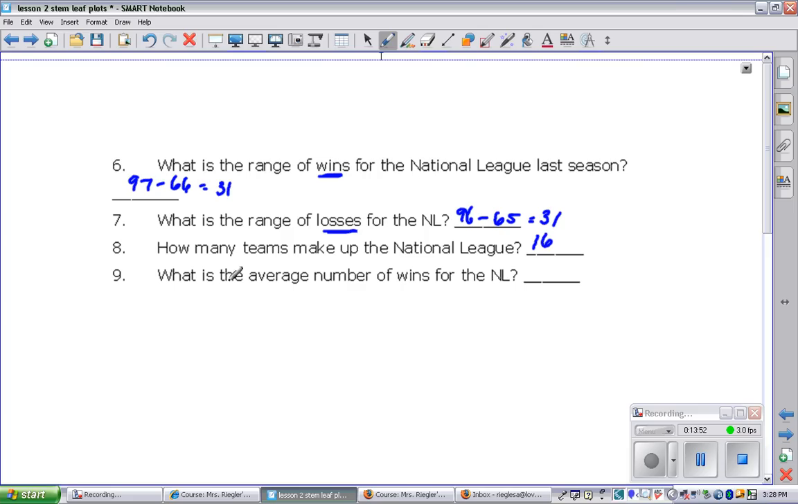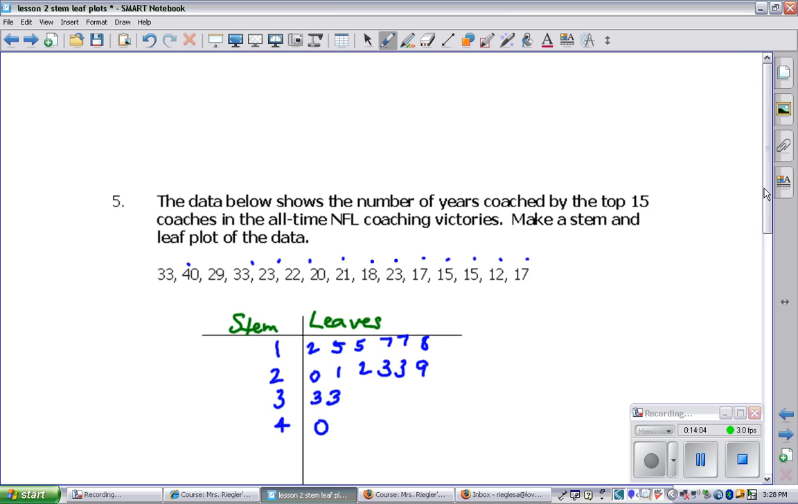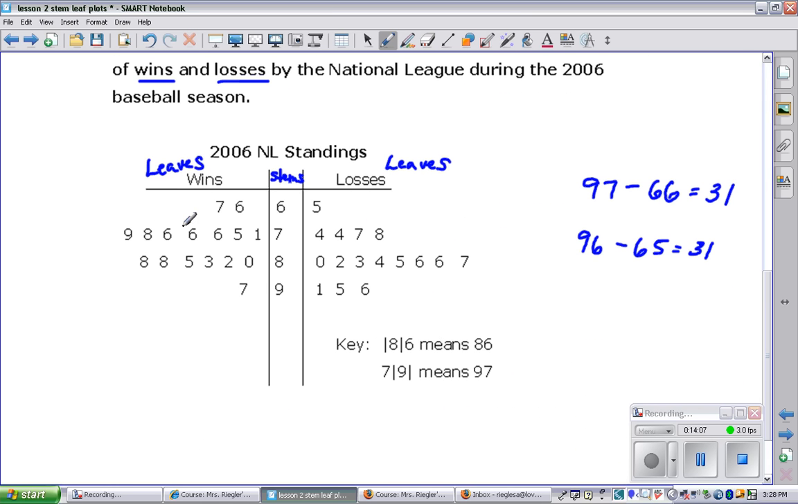Okay, and then this is the big one. What is the average or the mean number of wins for the National League? So we want to go back and find the average. I'm going to let you do that one on your own. We want to focus on this side over here. So think back to how you find the average. You're probably going to need that old calculator. Pause the video right now and come back to me in just a minute once you've got your answer. Make sure you write down the sum that you get when you add up all your data values.